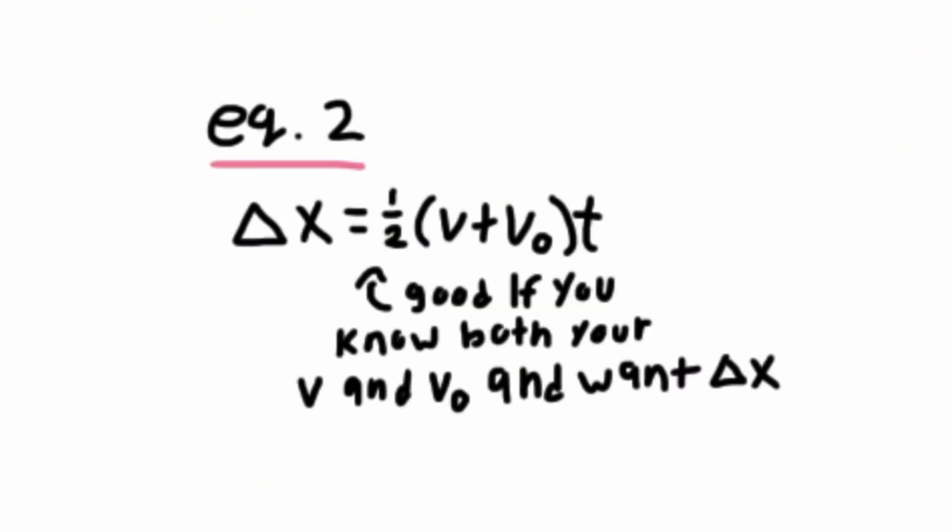Now, equation 2 is perfect if you know both your starting and ending velocity and you just want to find displacement. So this equation is displacement is equal to 1 over 2 times final velocity plus initial velocity times time: Δx = 1/2 (v + v0) t.